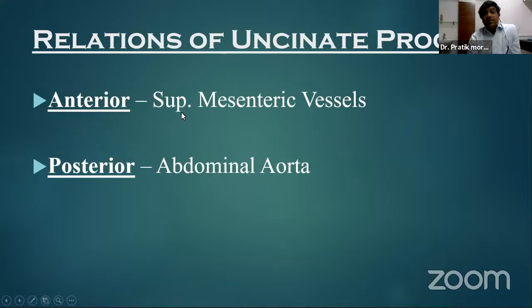Another vessel is there, that is the superior mesenteric artery. The superior mesenteric artery is a direct branch of the abdominal aorta. It commences just below the celiac trunk. Okay, simple it is. So the relations of the uncinate process are quite simple: anterior and posterior. There is nothing to the left or right, nothing like that. Okay, simple. Next is the neck of the pancreas.